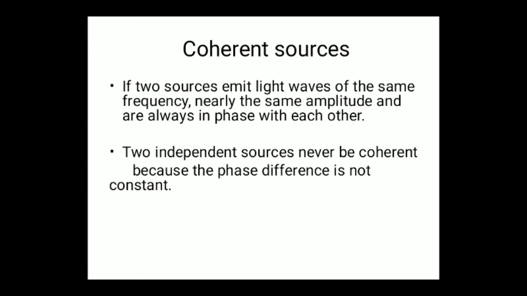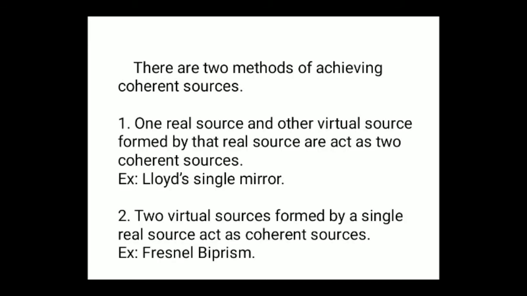Then how do we produce coherent sources? There are two methods. One method involves one real source and another virtual source formed by that real source. An example of this is Lloyd's single mirror. The second method involves two virtual sources formed by a single real source. An example of this is Fresnel's biprism.